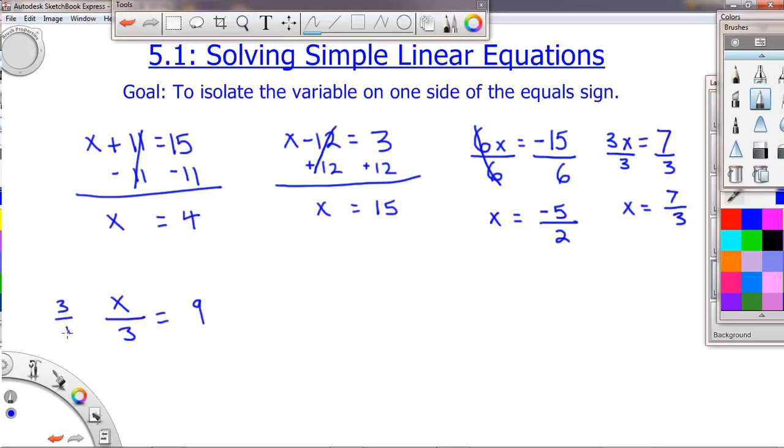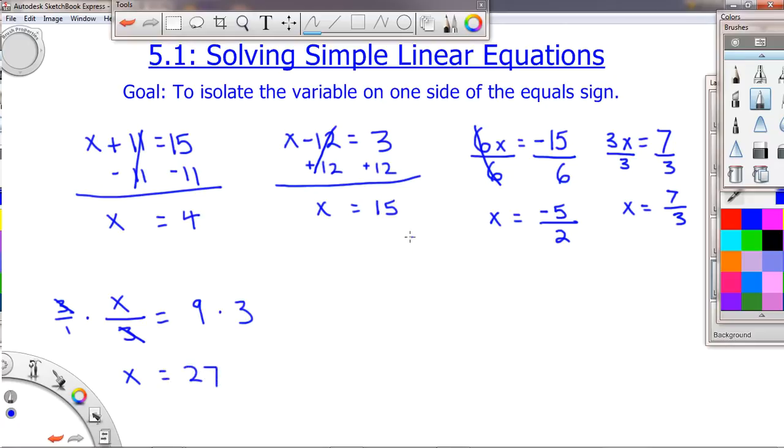So let's say 3 over 1 multiplied by 3 on this side of the equation. And look what that does for us. When I multiply 3 times x over 3, I can cross cancel, and I'm left with just x. And x is equal to 27.